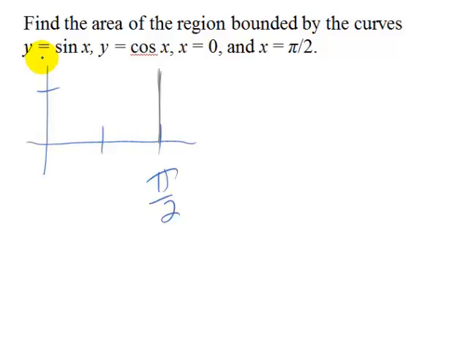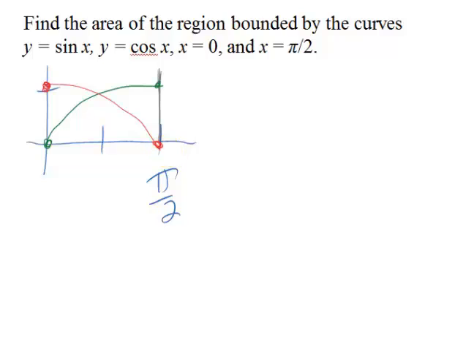Let's go ahead and graph sine x. The sine of 0 is 0, and the sine of pi over 2 is 1. So that curve is going to look like that. And then we will graph cosine x, and the cosine of 0 is 1, and the cosine of pi over 2 is 0. So that one's going to look something like that.